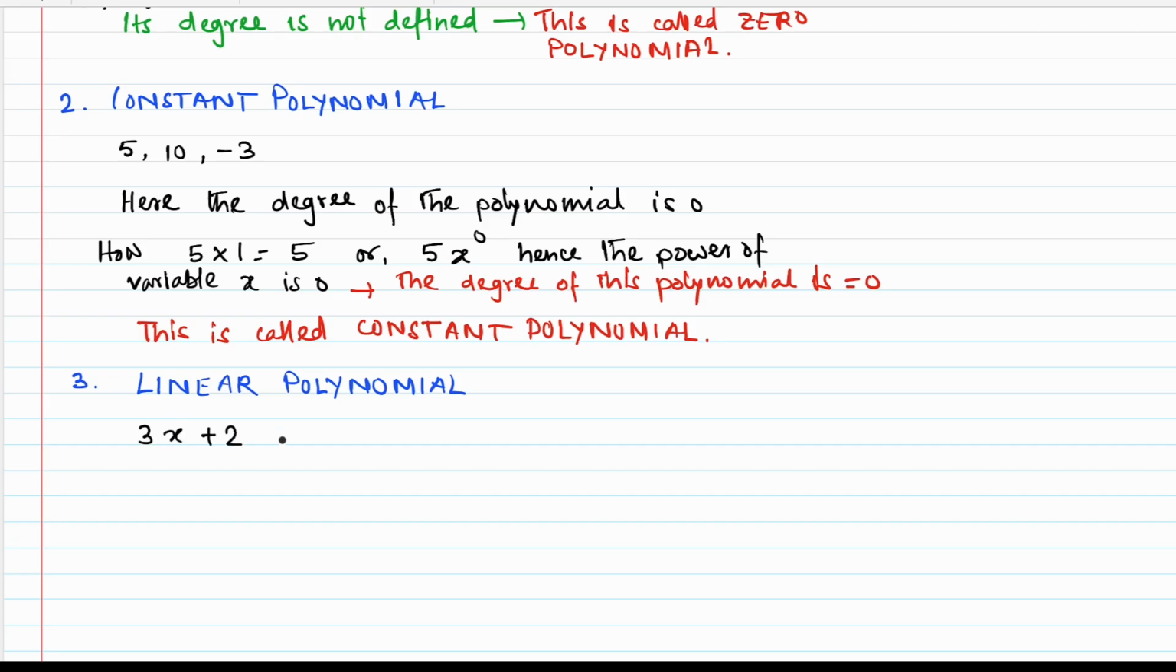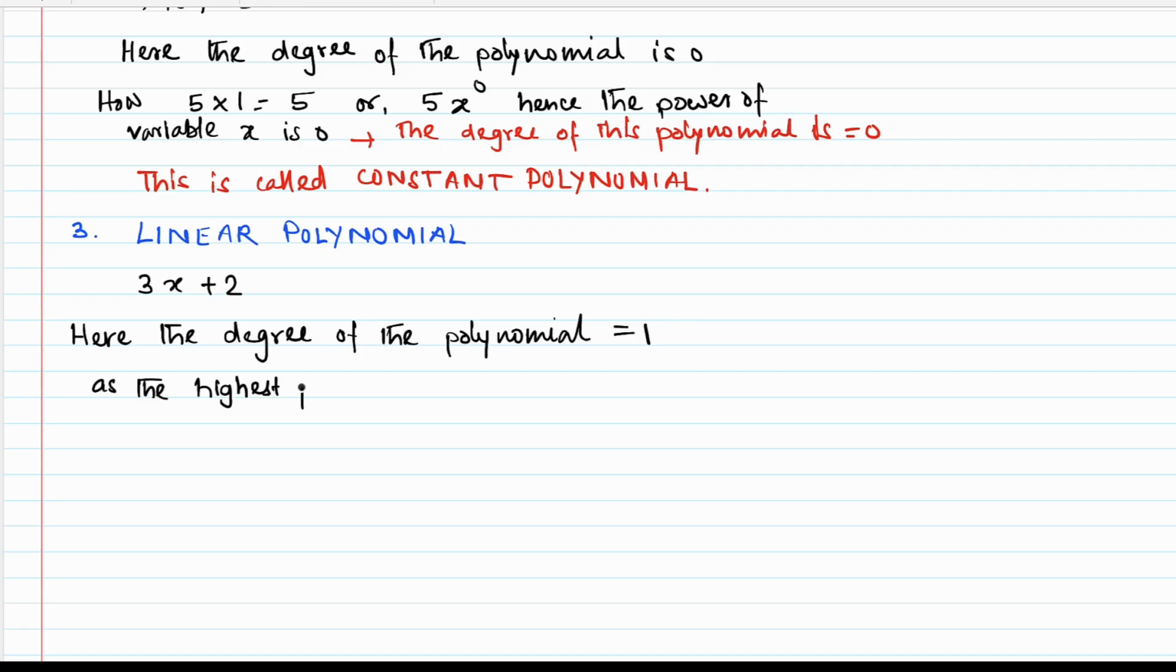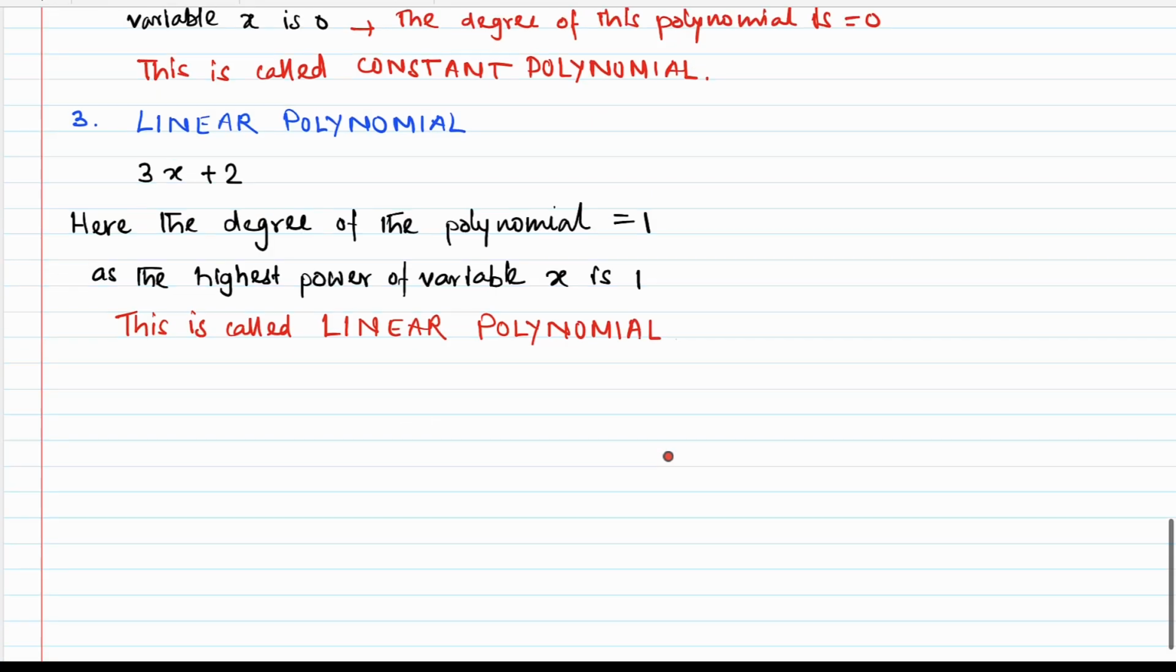Now the third one is the linear polynomial. Check this expression, 3x plus 2. Here the degree of the polynomial is equal to 1, because the highest power of the variable x in this polynomial is 1. So a polynomial with degree 1 is called a linear polynomial. This can also be called a monomial.